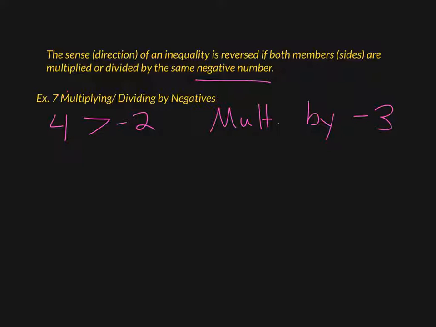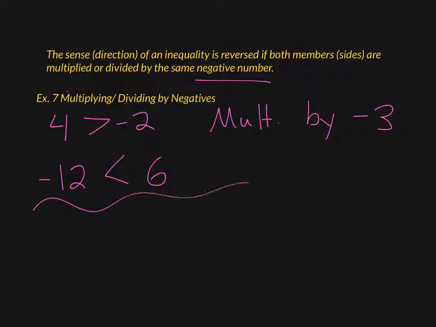So 4 times negative 3 is negative 12. And negative 2 times negative 3 is positive 6. So to make this a true statement, the sign needs to be flipped. It's not going to be negative 12 is greater than 6. That doesn't make sense. It's got to be negative 12 is now less than 6.